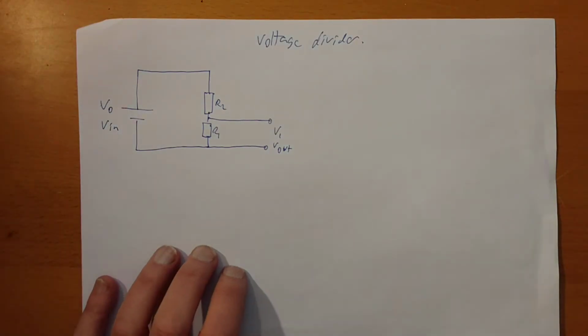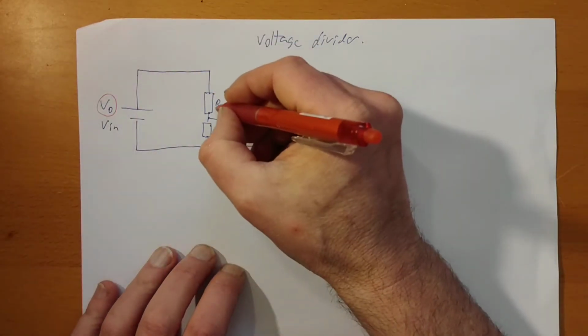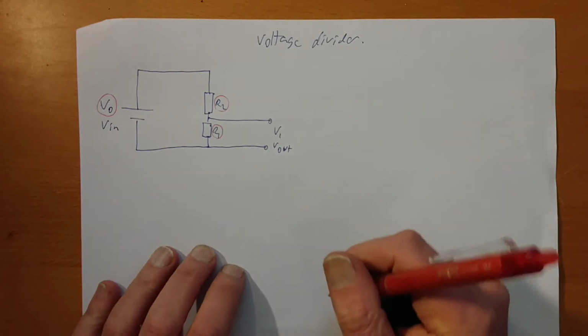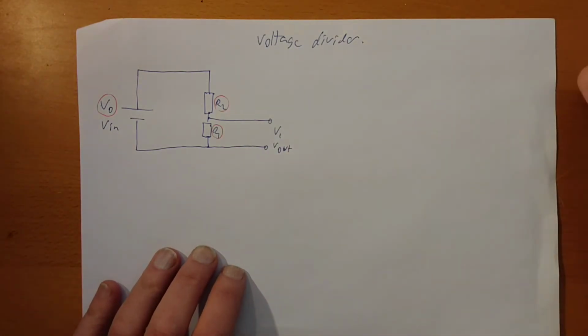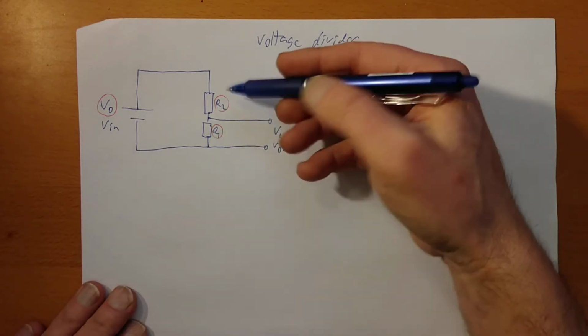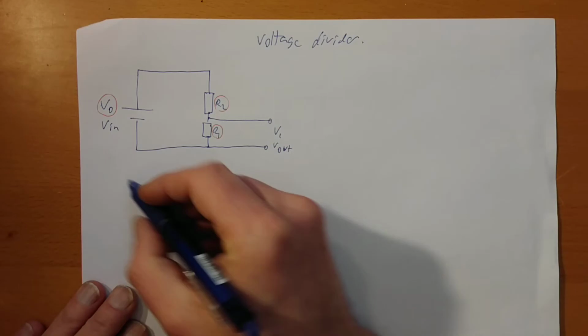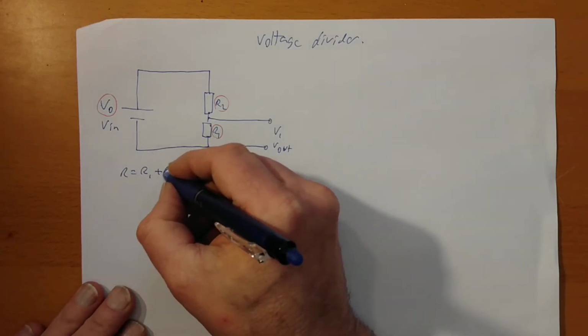And in this case, say we know the two resistor values, and our goal is to find what is the voltage that gets out from this. Okay, so first what we can do is, of course, calculate the total resistance. So R equals R1 plus R2, right?